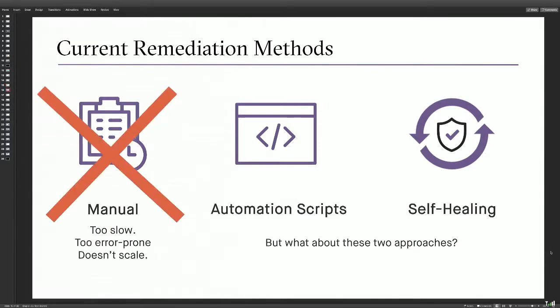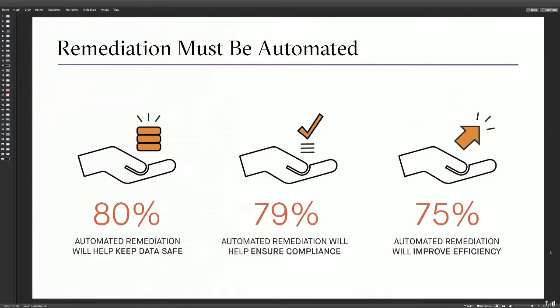So of these methods, manual is just too slow, it's too error-prone, and it doesn't scale. We feel comfortable just stating that outright. It's not the right approach for cloud. So that leaves us a couple of other options in automation scripts and in self-healing. So remediation itself really does need to be automated. 80% of our respondents believe that it will help keep data safe. Almost 80% believe that it will help ensure compliance, and 75% believe it will help improve efficiency. We know these folks are right on experience.